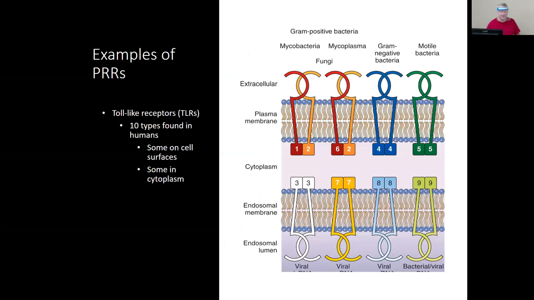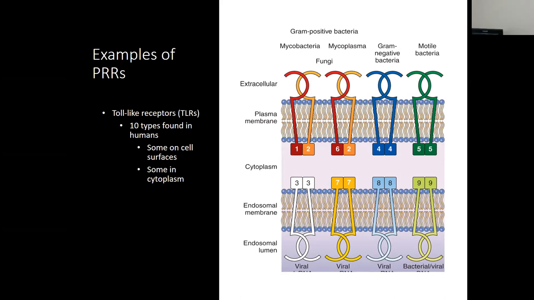Here's how these PRRs work, this is from your text. There's toll-like receptors, all right? So we got PRRs and we got PAMPs, and now we got TLRs, which are toll-like receptors. There's 10 types found in humans. Some are on cell surfaces and some are in your cytoplasm. What you see is what? What do you got right here? This would be gram-positive bacteria, mycobacterium, mycoplasma, and fungi are all used with what? Toll-like receptors. This is the plasma membrane. Okay? So they have a chance to do what?